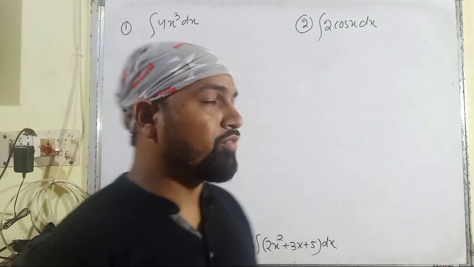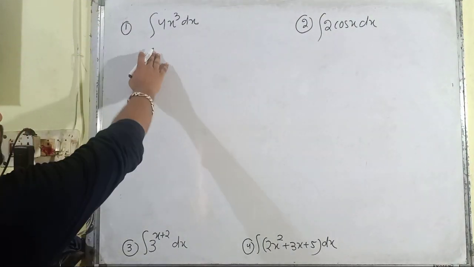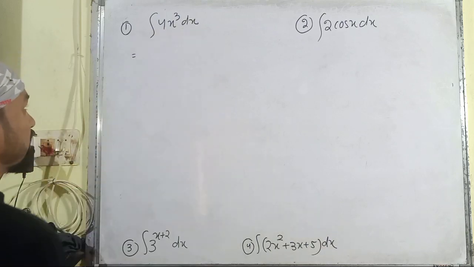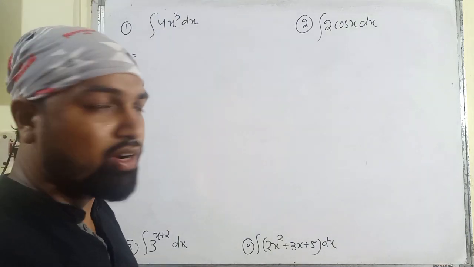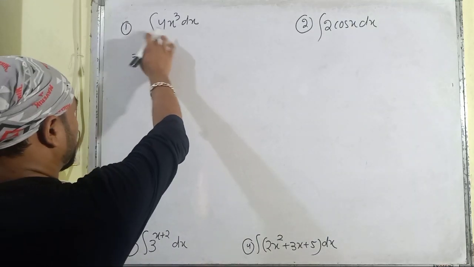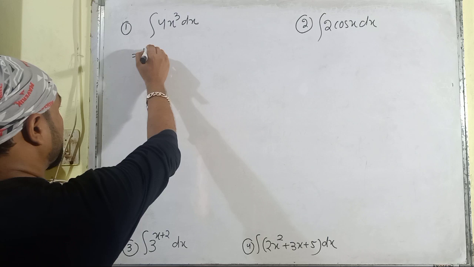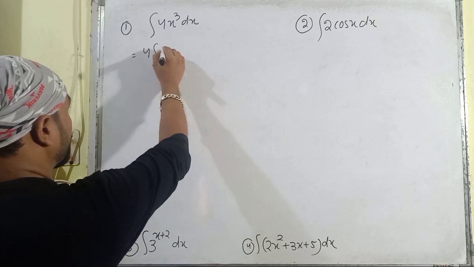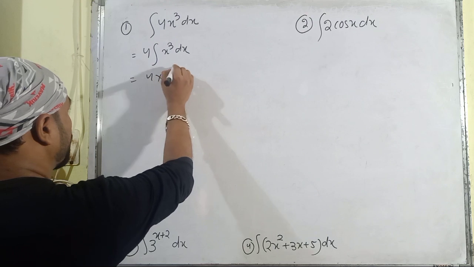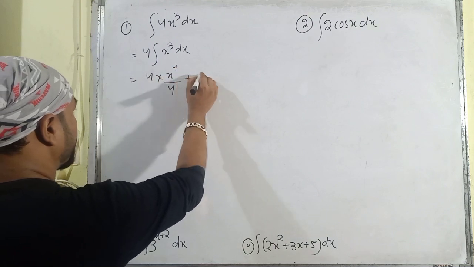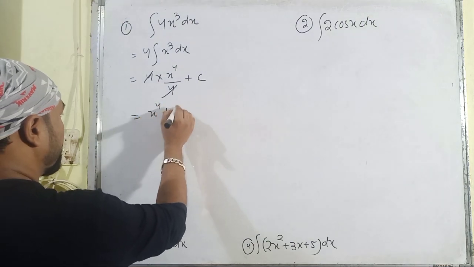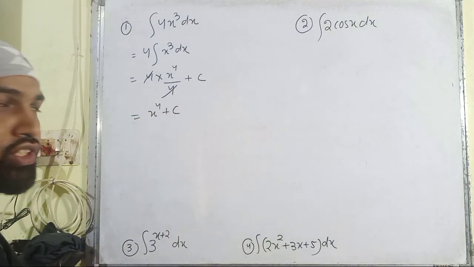Now coming to the problem section, here is the first question: integral of 4x cube dx. As 4 is a scalar, according to the properties of algebra of integration, first of all we have to shift this 4 to the outside of the integration process. This will be 4 multiplied with the integration of x cube dx. Then it will be 4 multiplied with x to the power 4 divided by 4 plus any constant c. Simplifying, it will be just x to the power 4 plus c.